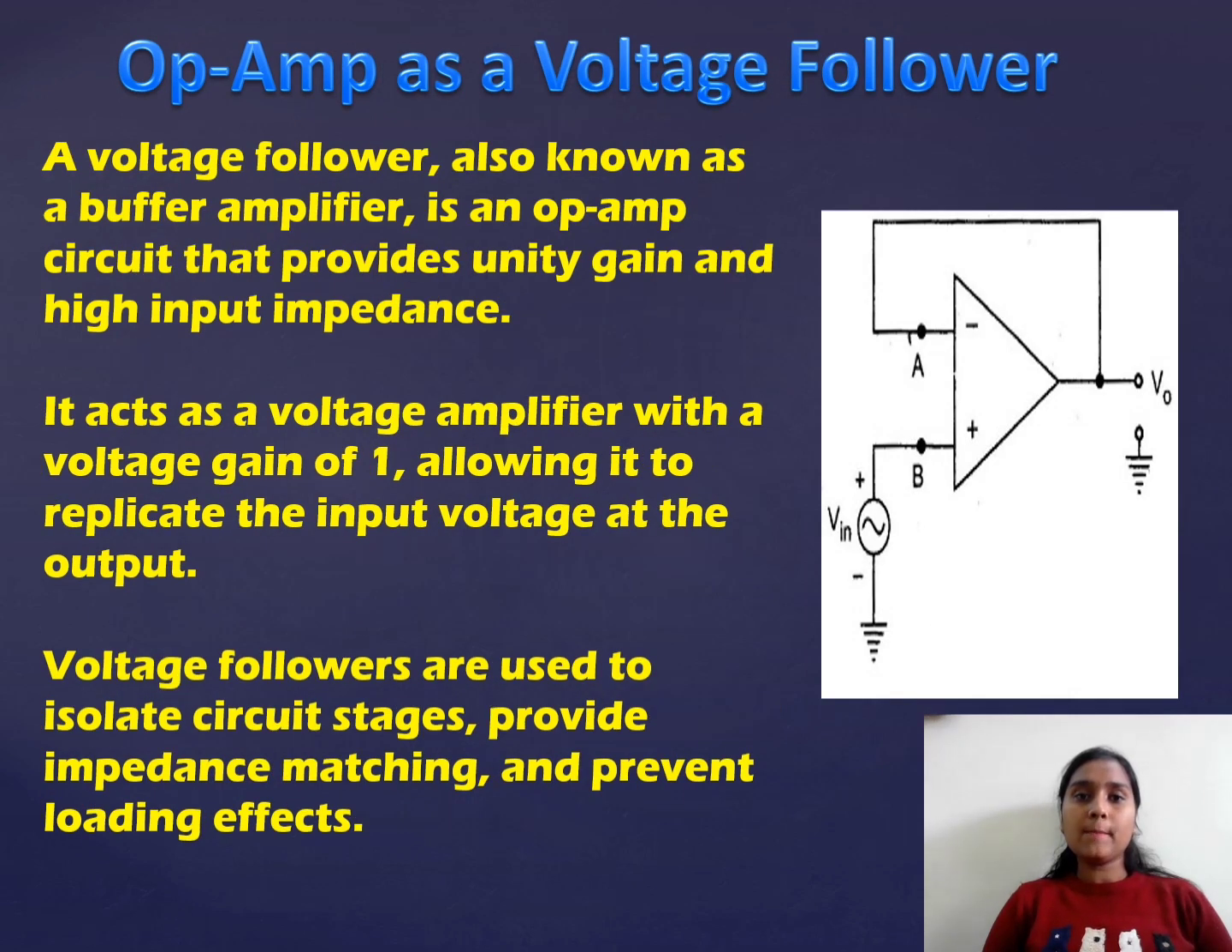Last one is op-amp as a voltage follower. A voltage follower, also known as a buffer amplifier, is an op-amp circuit that provides unity gain and high input impedance. It acts as a voltage amplifier with a voltage gain of 1, allowing it to replicate the input voltage at the output. Voltage followers are used to isolate circuit stages, provide impedance matching, and prevent loading effects.